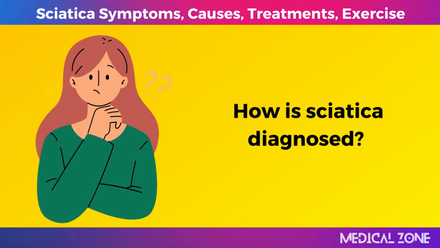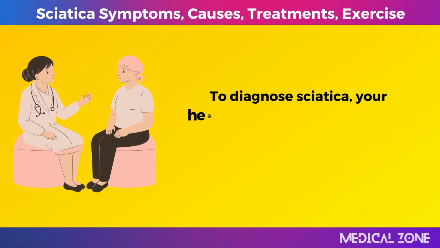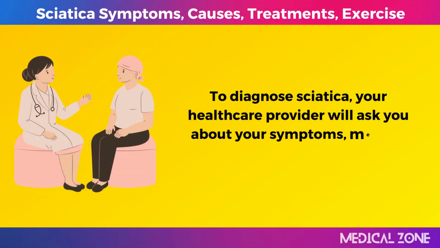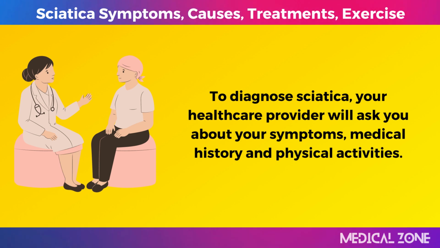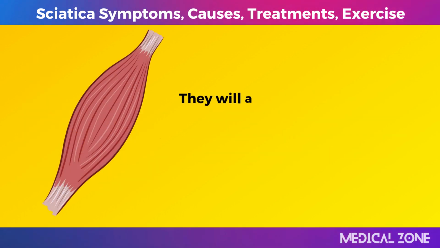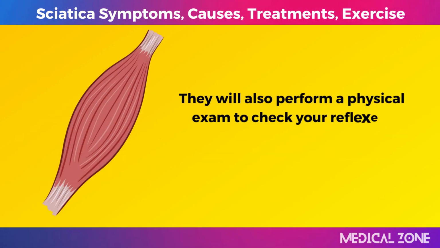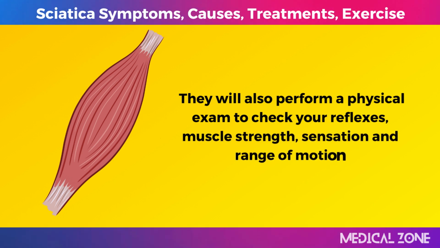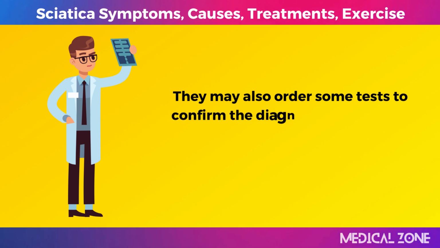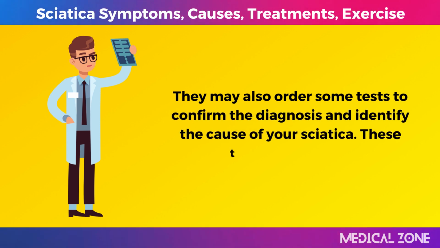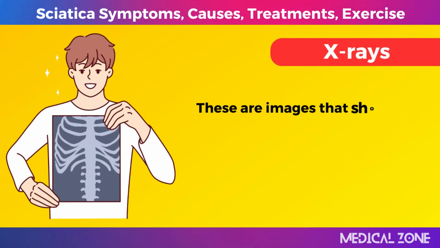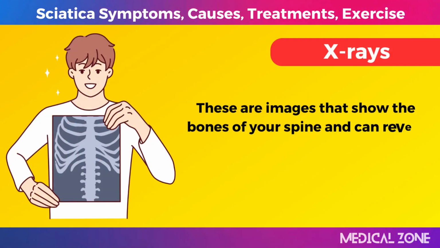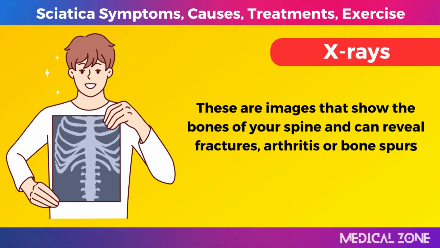How is sciatica diagnosed? To diagnose sciatica, your healthcare provider will ask you about your symptoms, medical history, and physical activities. They will also perform a physical exam to check your reflexes, muscle strength, sensation, and range of motion. They may also order some tests to confirm the diagnosis and identify the cause of your sciatica. These tests may include X-rays. These are images that show the bones of your spine and can reveal fractures, arthritis, or bone spurs.